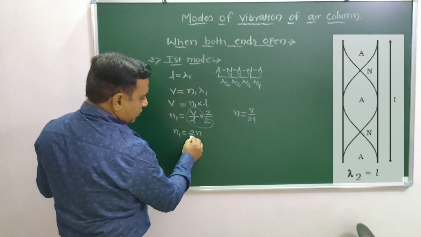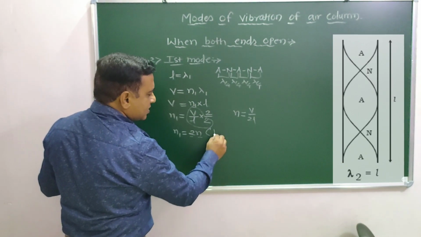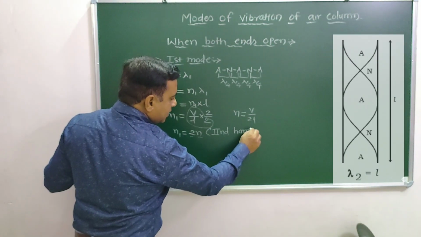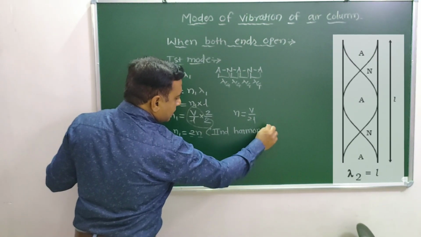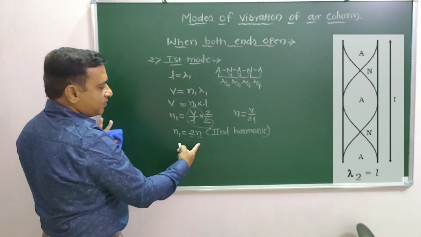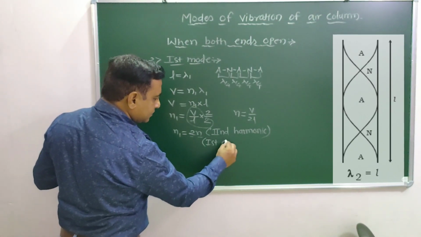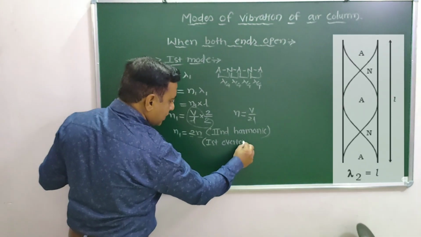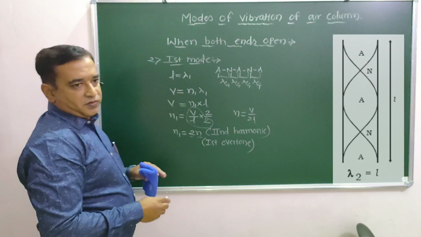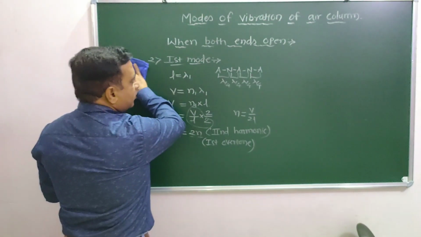After getting this, we know that integer multiple of fundamental frequency is known as harmonic. So this is second harmonic. And what about the overtone? Sir, this is a higher frequency after fundamental. So this is the first overtone. Okay, this is about the first mode. Then we are going to observe the second mode. Clearly observe the diagram now for the second mode.